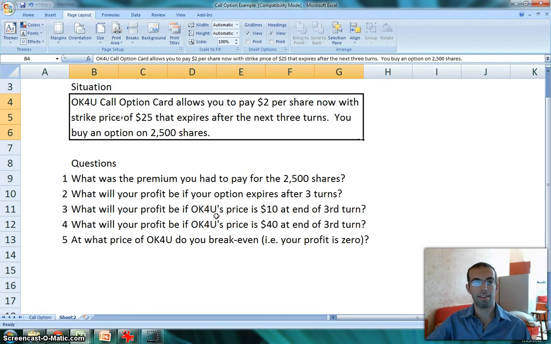So here's the exercise that you guys can do to test your knowledge. The situation is: OK for You's call option allows you to pay $2 per share now with a strike price of $25 per share that expires after the next 3 turns. You decide to buy an option on 2,500 shares. Answer the following questions. What was the premium you had to pay for the 2,500 shares? What will your profit be if your option expires after 3 turns? What will your profit be if OK for You's price is $10 at the end of the 3rd turn? What will your profit be if OK for You's price is $40 at the end of the 3rd turn? And finally, at what price of OK for You do you break even? In other words, your profit is 0.